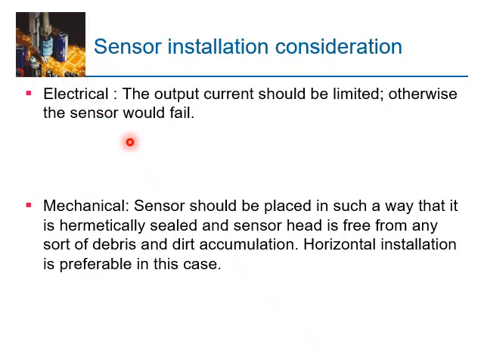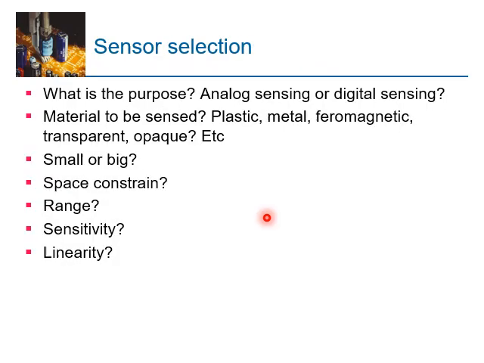In a sensor, one of the things you need to consider is the electrical consideration. The output current should be limited, otherwise the sensor would fail if you have too much output current. The sensor should be hermetically sealed so that no dust and other environmental factors affect the sensor performance. Horizontal installation is preferable in this case.